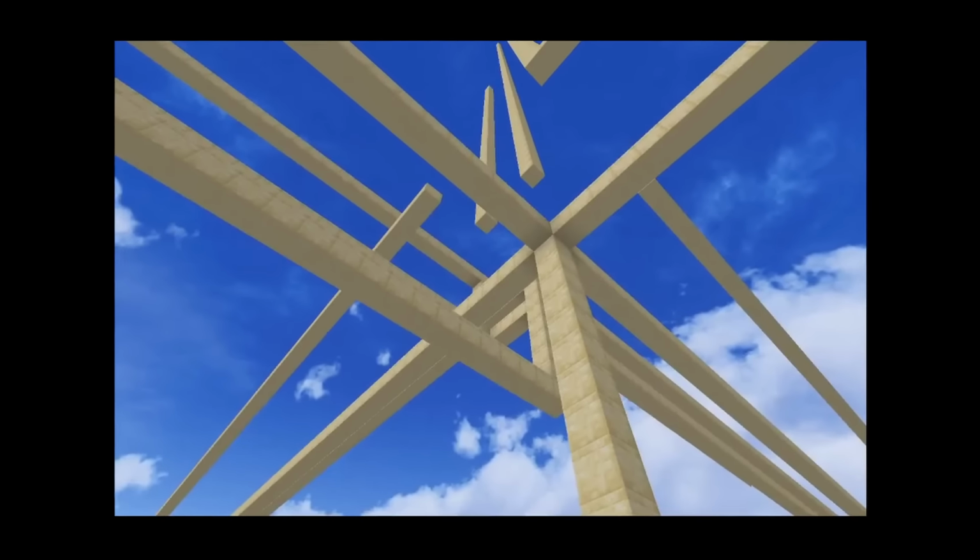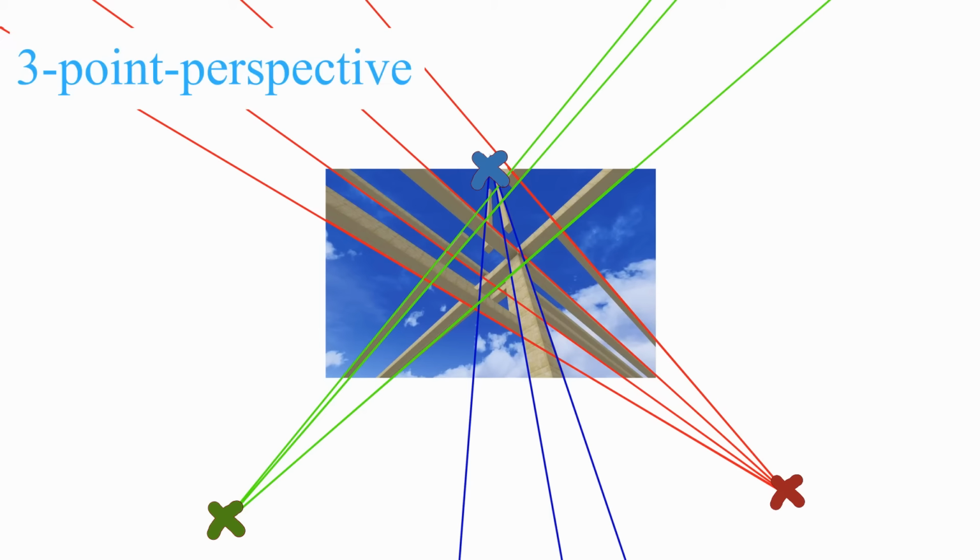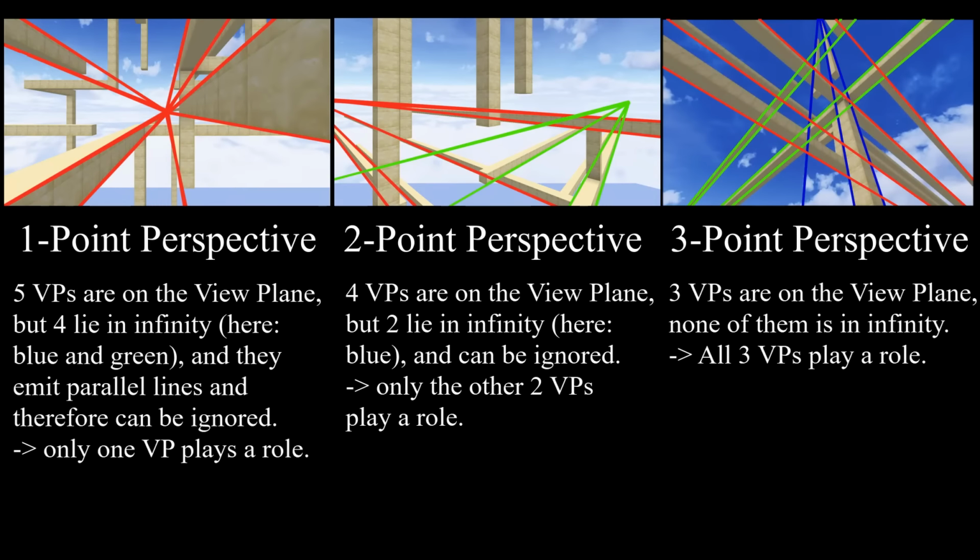And finally, when you are not looking perpendicular on any guideline, basically if you look randomly into space, there are 3 vanishing points on the view plane and they are not in infinity. You might even have one in your field of vision or on your canvas. This is the 3-point perspective. Here is a quick recap on all of them.